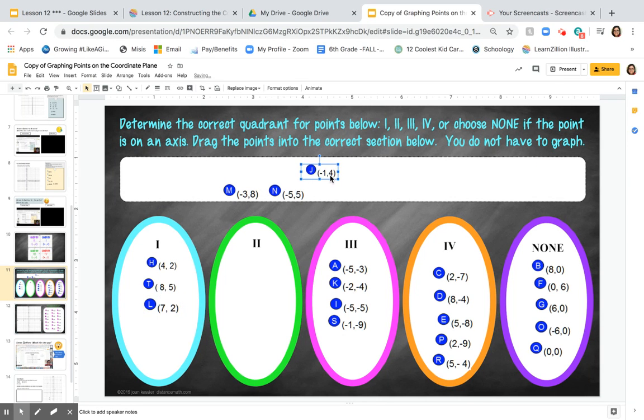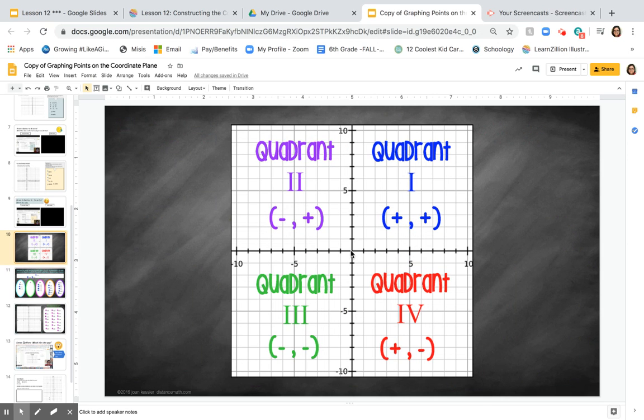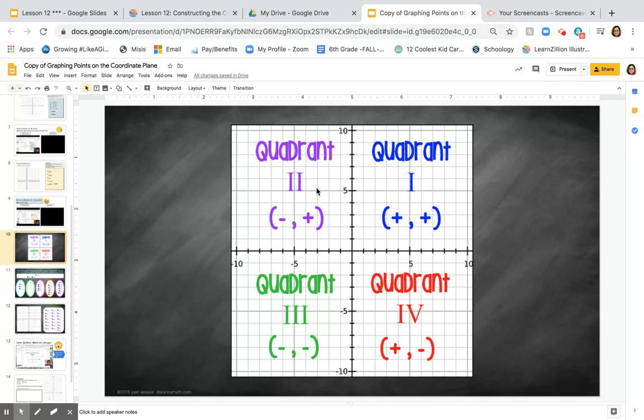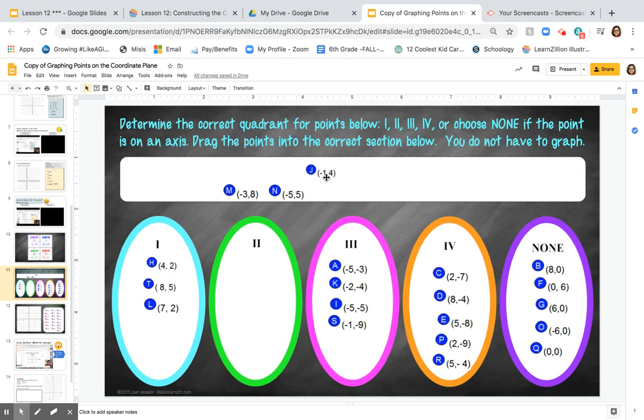Okay, well, let's try and find the plot for J. So here, negative 1 is to the left of the origin. Positive 4, it's here, so it should be plotted here. So that's quadrant number 3. My mistake, that's quadrant number 2. So let's go ahead and drag them to quadrant number 2. So negative, comma, positive, it's going to be quadrant number 2.